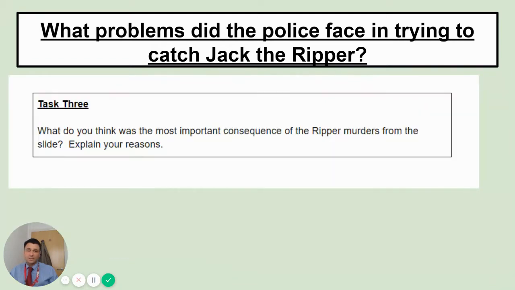So, your final task today. What do you think were the most important consequence of the Ripper murders from those slides, those green slides we've looked at? Which is the most important consequence? Is it the police being able to communicate with telephones or bicycles? Or is it the fact that the area became improved, the housing quality improved for lots of people? Have a little think, write me out a reason, make sure you explain it clearly for me, please, on the worksheets. Press pause here, press play when you're done to finish this lesson.